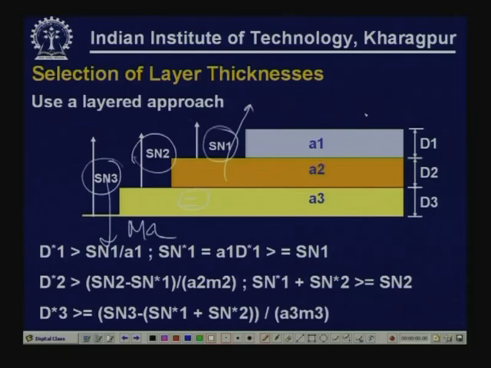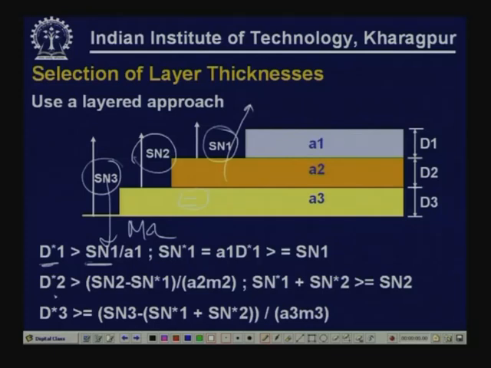So if you already selected layer coefficients for the materials that were used, a1, a2, a3, then D1 can be estimated as SN1 divided by a1. SN1 is the structural number to be provided on layer 2. So SN1 divided by a1, so this can be obtained. SN1 actually provided is a1 into D1 star, so this should be greater than or equal to SN1.